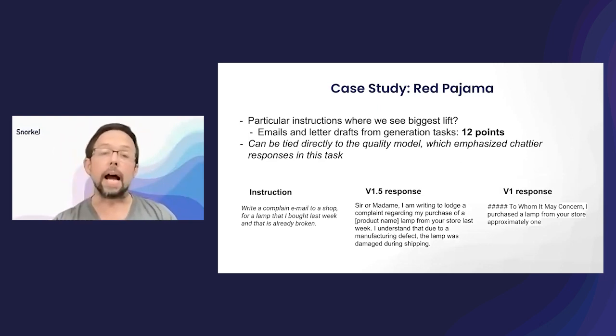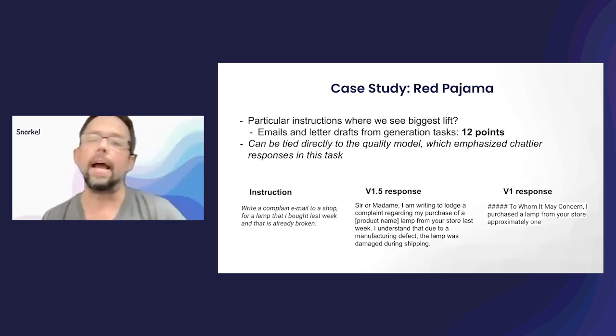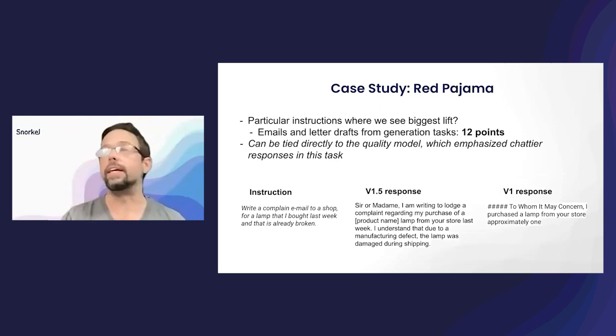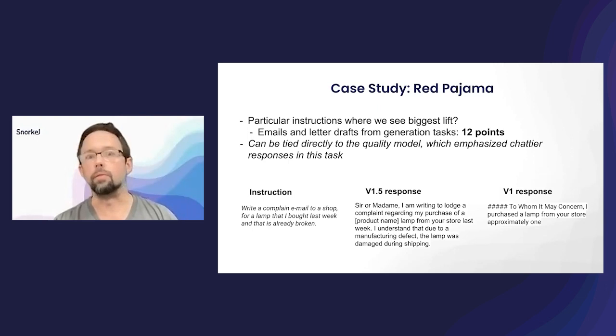We also went in and asked, okay, where are we seeing the biggest lift? Can we get some more insight into why this works so well with just 1 to 2 days of work? We hypothesized that we would see it in areas that align the most with the heuristics we had written. And in fact, as you may recall, we had instructed this quality detection model to look for longer, chattier responses for generation tasks. So we asked, what are some generation tasks that might actually show this? And we saw that there were a lot of instructions about emails and drafting documents. What I'm showing here is one about an email.